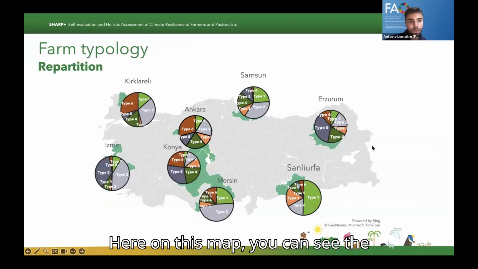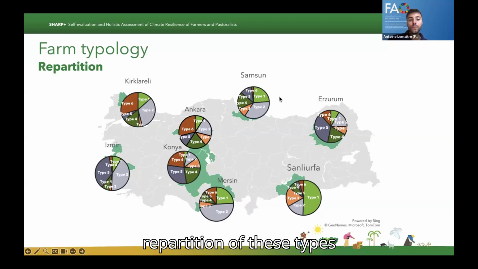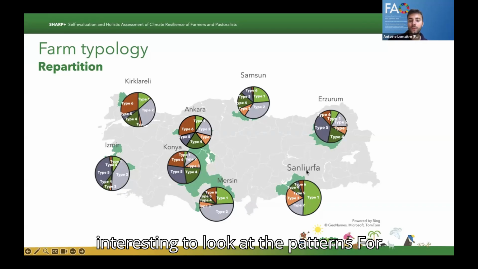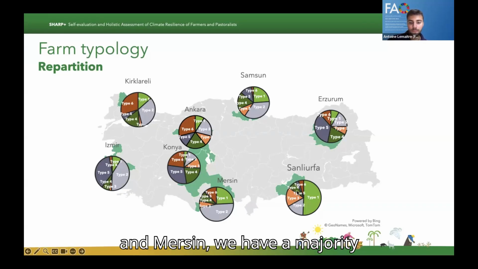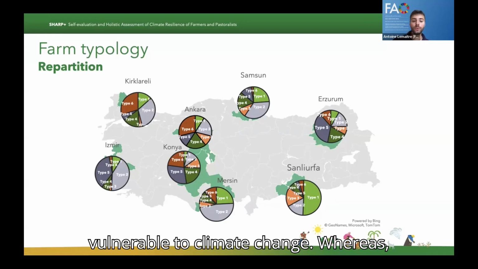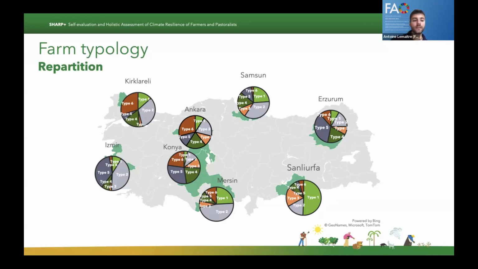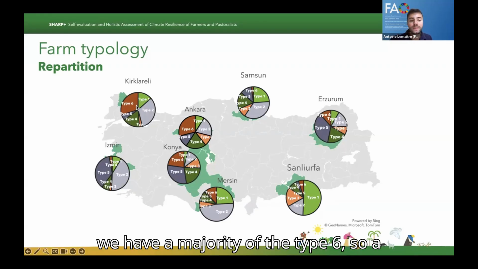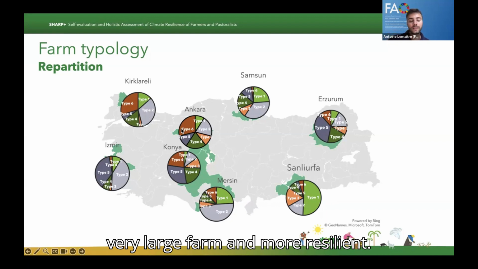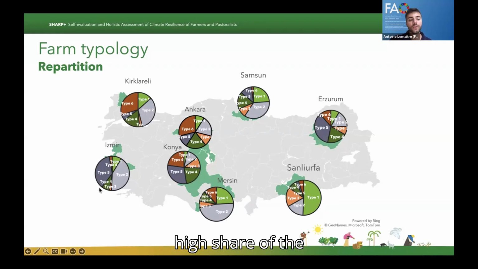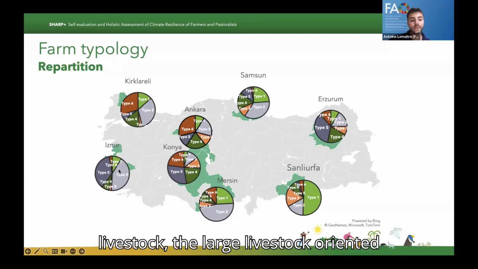Here on this map, you can see the repartition of these types within the different provinces. And it's interesting to look at the patterns. For example, in the regions here in Sanliurfa and Mersin, we have a majority of type 1 and 2, which are very specialized farms and also the most vulnerable to climate change. Whereas, for example, in Kirklareli and Ankara, we have a majority of the type 6, so very large farms and more resilient. And in Izmir and Konya, we have a very high share of the large livestock-oriented farms.